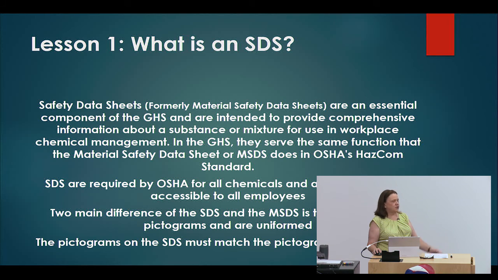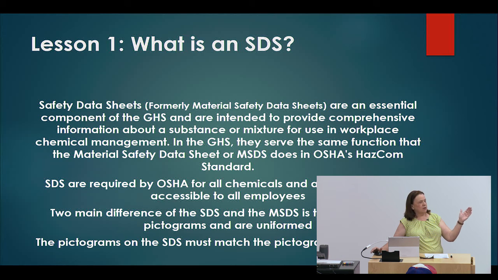The two main differences of the SDS and the MSDS are that the SDS uses pictograms and is uniform. So in the past, when you picked up an MSDS, the hazard identification could have been on the last page and the first aid could be on the first page. Well, now they're all going to be uniform. No matter what the product is, when you pick up the SDS, it's going to be in the same order. So you're going to know quickly that, for example, hazard first aid is on the second page. The pictograms on the SDS must match the pictogram on the product.